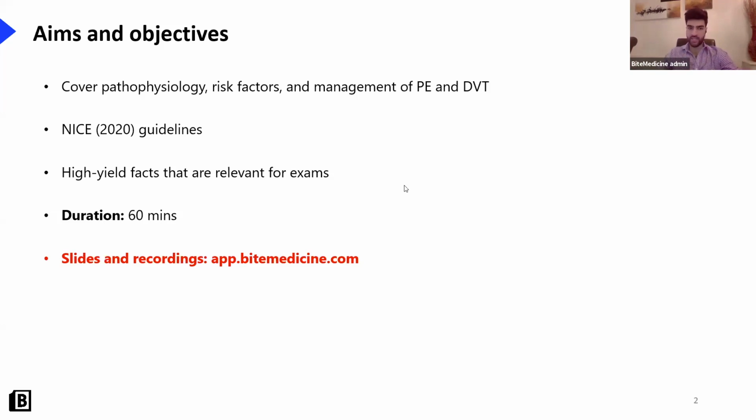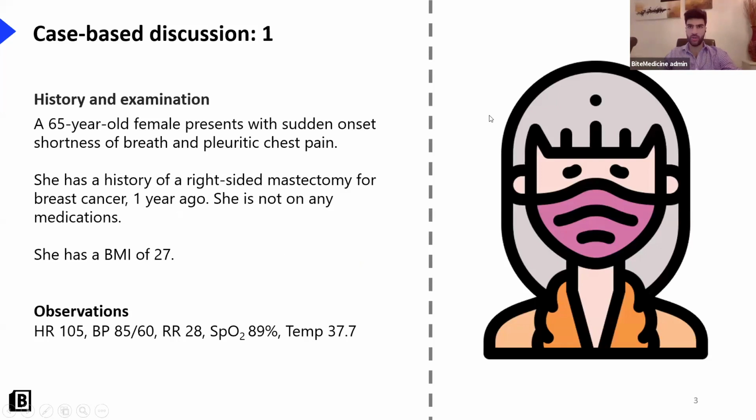So this is our first case. Have a read and let me know if you're worried or not worried. We have an elderly lady who's come in with pleuritic chest pain and shortness of breath. History of right-sided mastectomy for breast cancer a year ago. She's not on any medications and has a BMI of 27. Those are her observations. So you guys are saying worried. Why are you worried? What's the big deal?